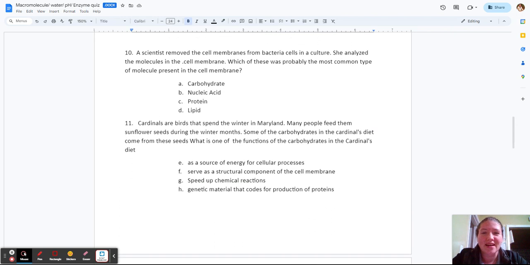All right, so 10 and 11. Number 10, we have a scientist who removes the cell membranes from a bacteria cell in a culture. She analyzed the molecules in the cell membrane.